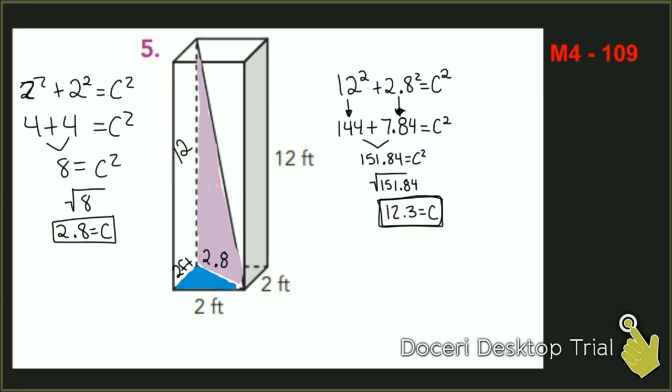So we need to come over here. My last step is going to be to write this 12 and 3/10, and we have a label of feet, and we have just found our diagonal.